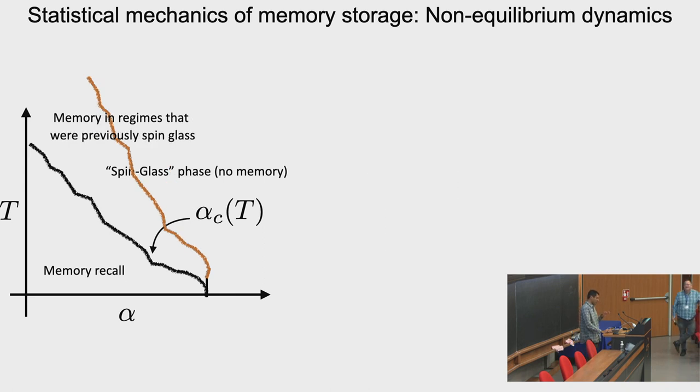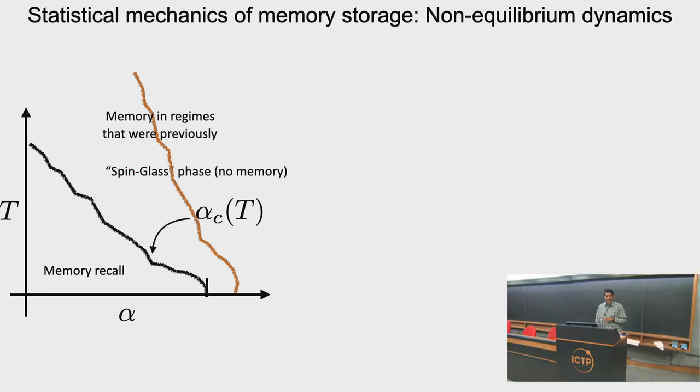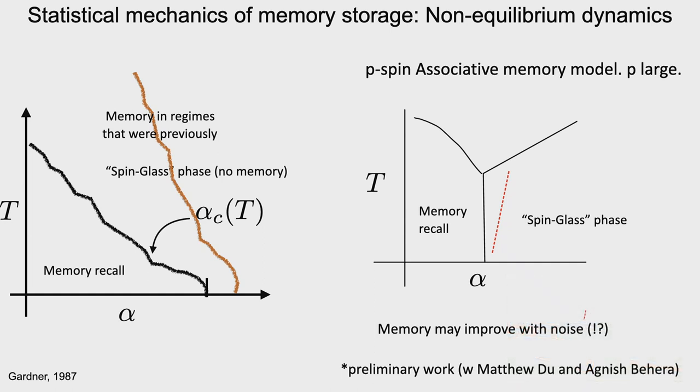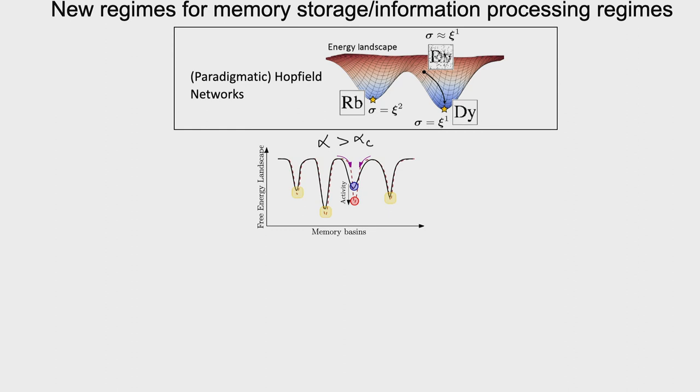Everything I talked about so far was situations like this, where the memory at zero temperature doesn't really go up. Can this happen? We believe it can. I have no time to show this to you right now, but in a certain class of models with P-spin connectivity, we think we can get to regimes where you shake the system, you make it active, and it potentially remembers a lot more than it did even at zero temperature. So that's where I'll end.